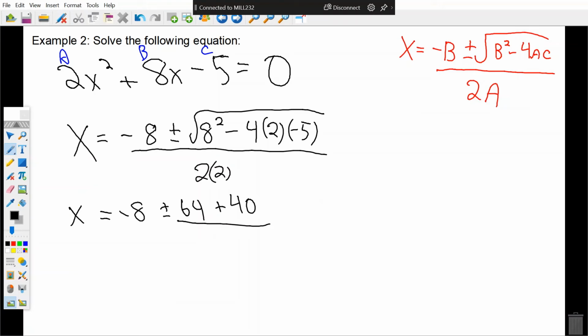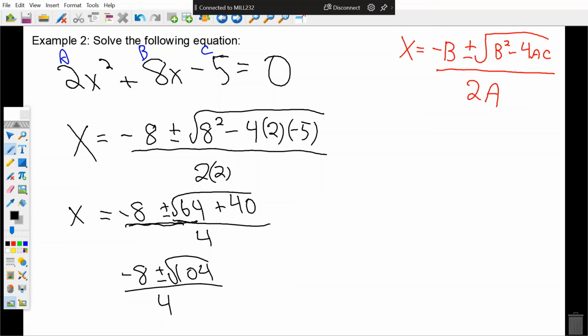Over 4. So hopefully you got to this point. We've got -8 plus or minus the square root of 64 plus 40 over 4. We add 64 and 40, and we get 104 over 4. Now, at this point, 104 is not a perfect square, right? So that presents a bit more of an issue.